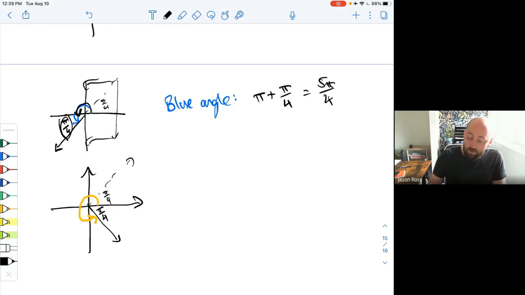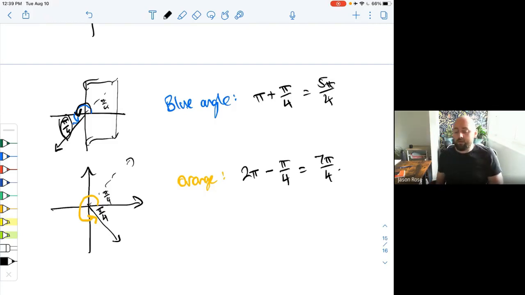So what I do know, though, is if I went the full circuit around, it would be 2 pi. So what I'm going to do is just say that it's 2 pi minus that angle that's down there. And I get 7 pi over 4. Okay. That's where all those come from.